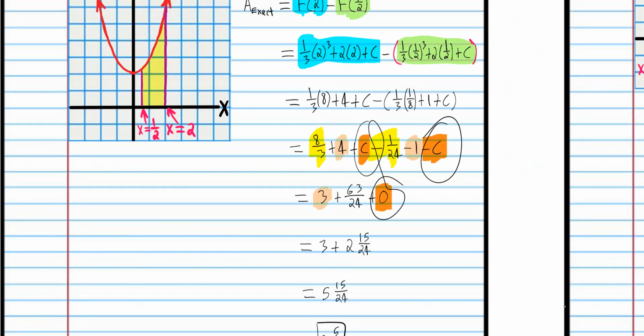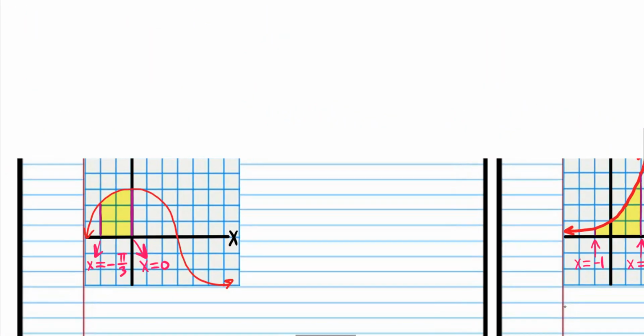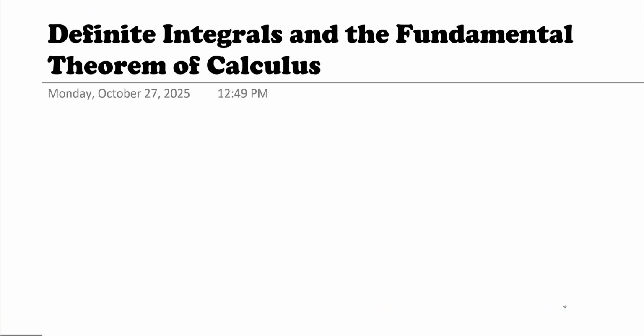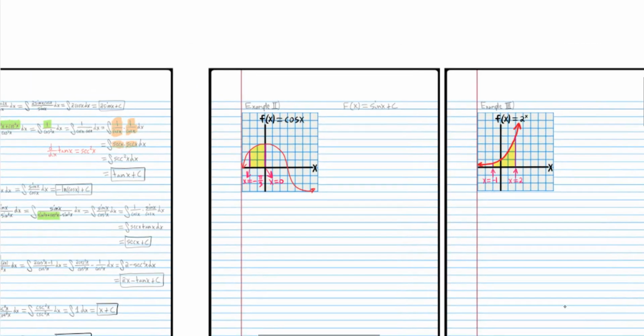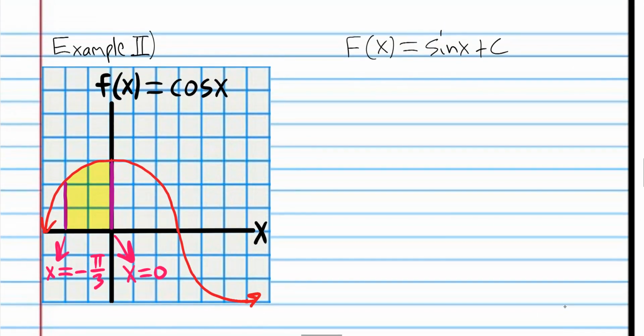Well, as you might imagine, that's always going to happen. C is always going to cancel out. So when you start to get used to this process, you're not going to write C anymore. You're just not going to do that. It's not necessary. You can just skip writing C. But for now, I want you to see why we don't have to write C. So I'm going to just keep writing C. And I want you to see how the C value always cancels out.